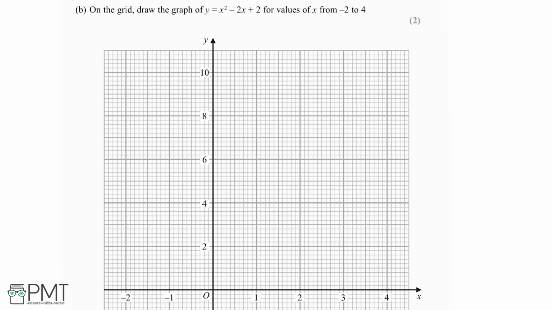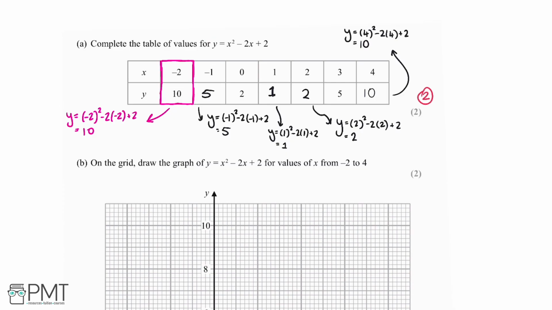Part B says, on the grid, draw the graph of y equals x squared minus 2x plus 2 for values of x from minus 2 to 4. Okay, so that follows on really nicely from the first part. In our table from the first part, we were completing it for the same quadratic here, and we were going between x's minus 2 and 4. So we know the corresponding y value for each x value, so we can use these as pairs of points and plot them on the grid below.